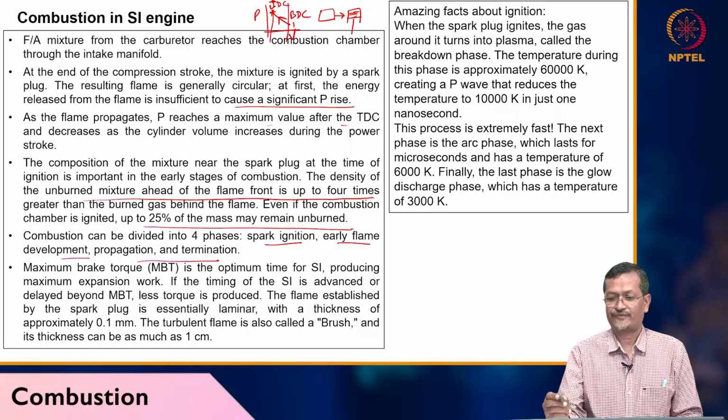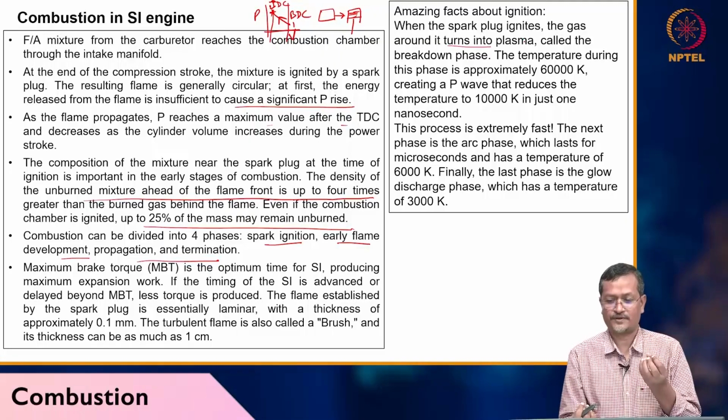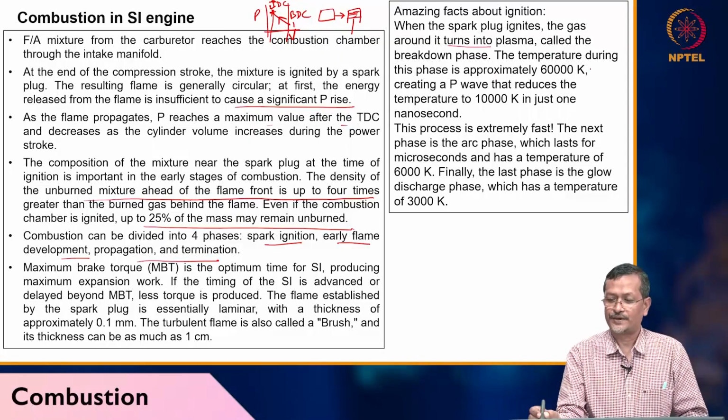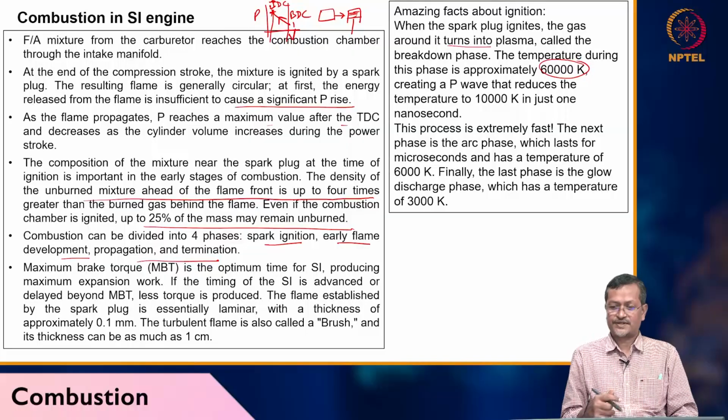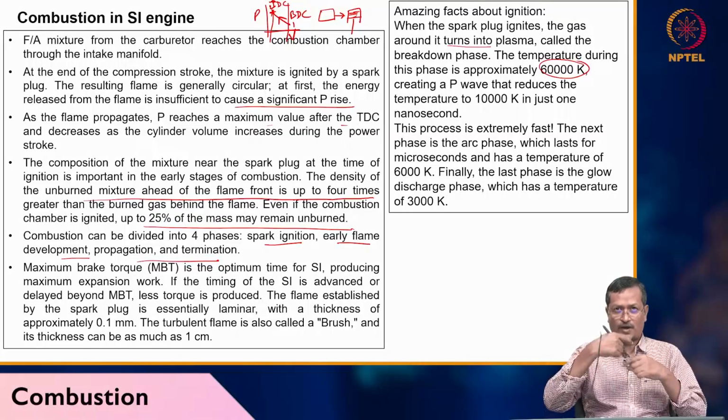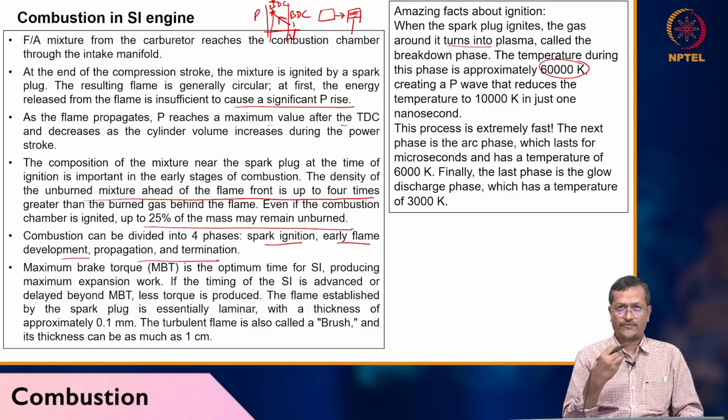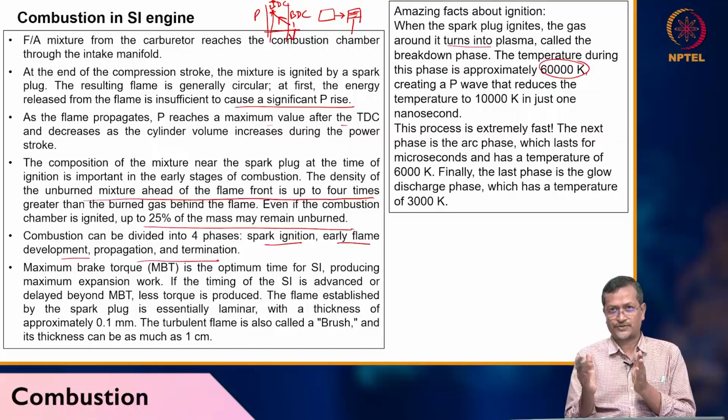An amazing fact about ignition: when the spark plug ignites, the gas around it forms a plasma. The temperature is so high that it forms a plasma, reaching 60,000 Kelvin. This process is extremely fast. In a few nanoseconds, the whole combustion will occur. The piston is moving at a very high rate. If it is not burning within a few nanoseconds, then your combustion will be incomplete. So the system must burn very fast and quickly.